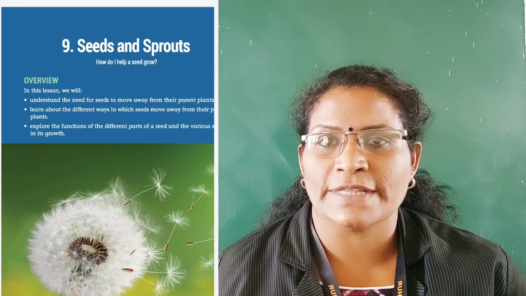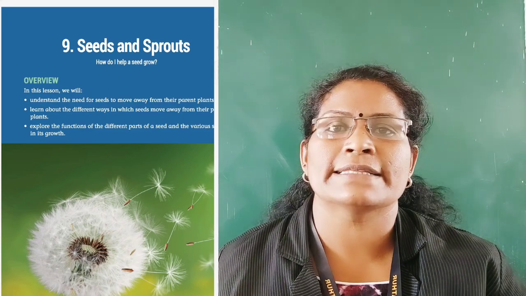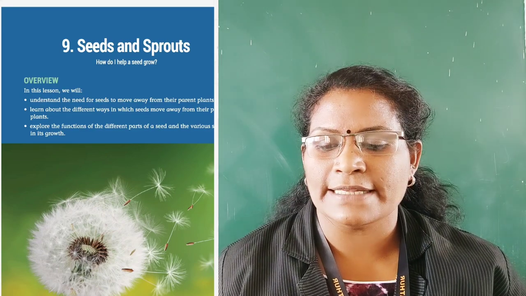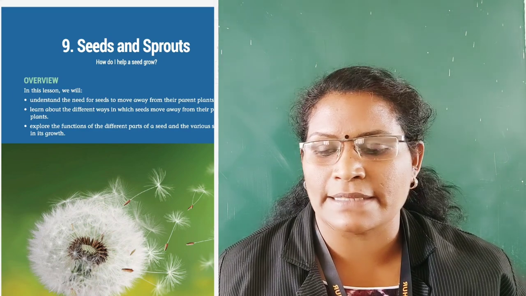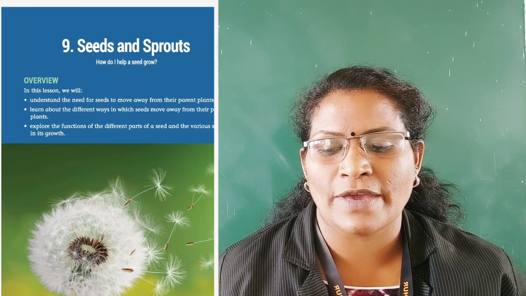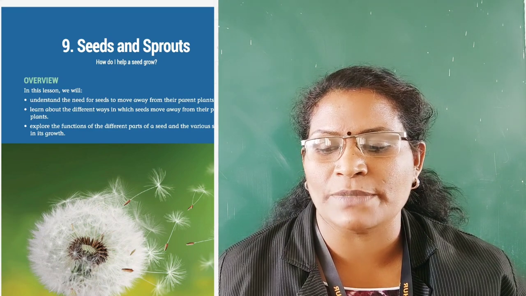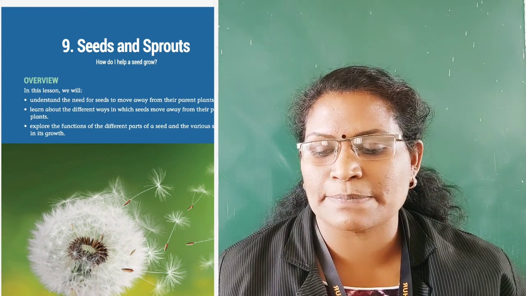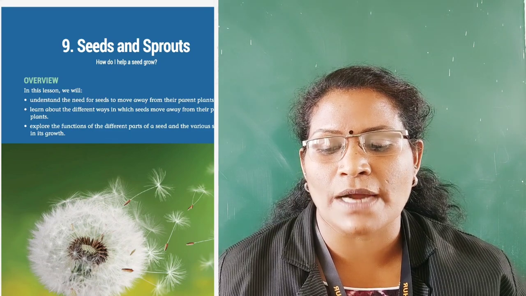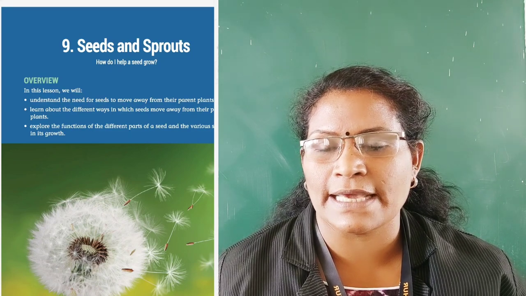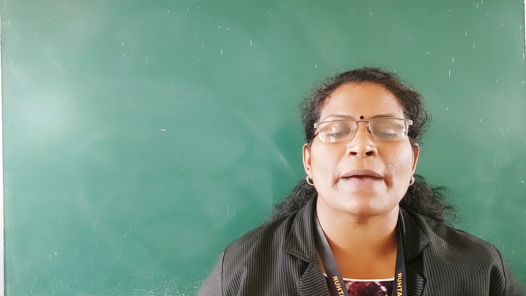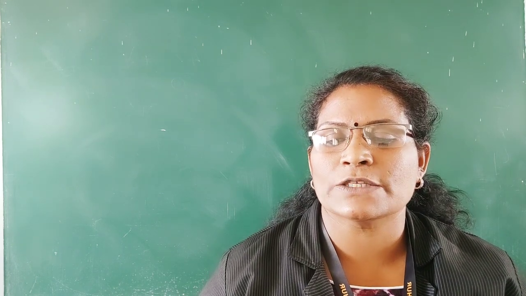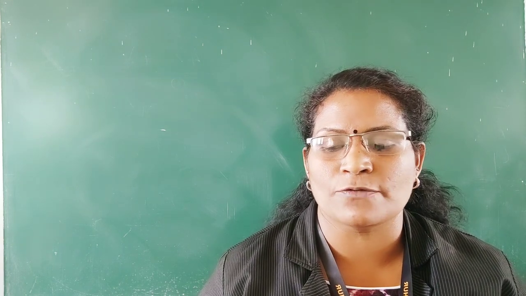The overview of this lesson is, in this lesson we will understand the need for seeds to move away from their parent plants, learn about the different ways in which the seeds move away from their parent plants, explore the functions of the different parts of a seed and the various stages in its growth. So let's do a pep activity. In this pep activity, read the following story and answer the questions that follow.